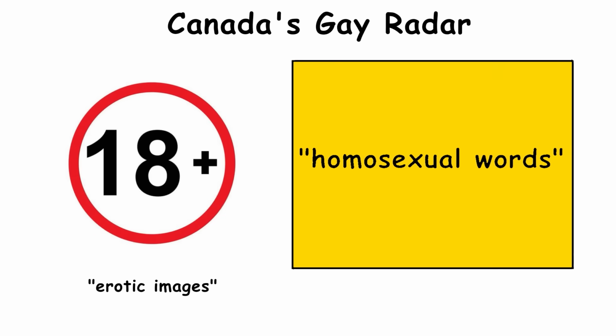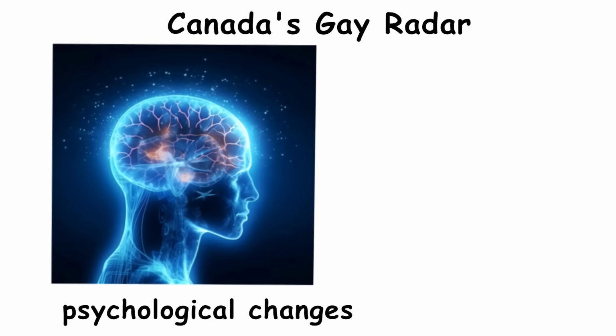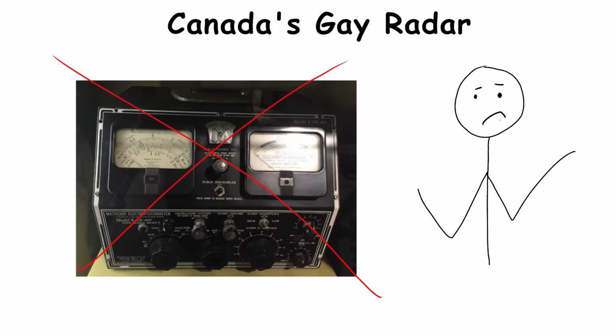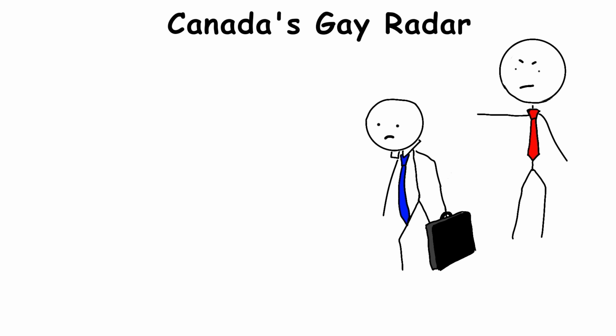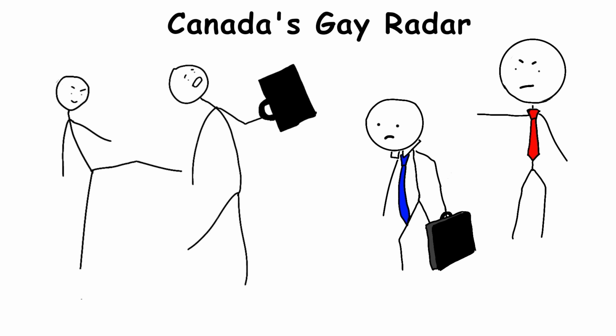It worked by using erotic images and what were thought to be homosexual words to see if there were any physiological changes that could point to a sexual arousal, such as the dilation of their pupils. Of course, this machine was completely pseudoscientific and unreliable. The room's light could change the dilation of the pupil, and many more outside variables made it faulty. Nonetheless, these tests caused hundreds, if not thousands, of people to get fired.